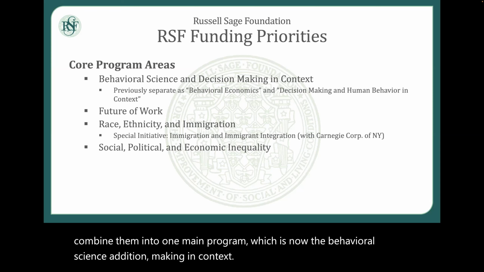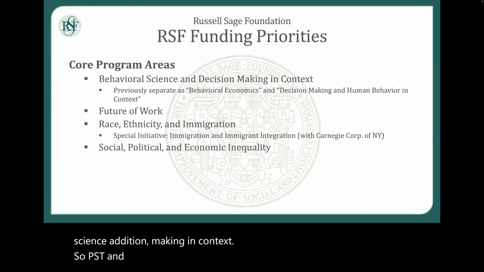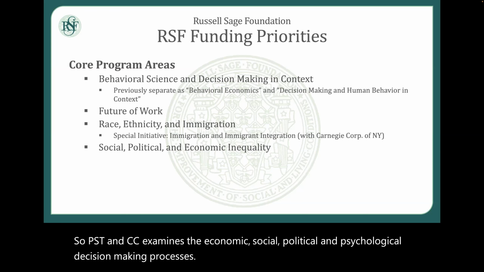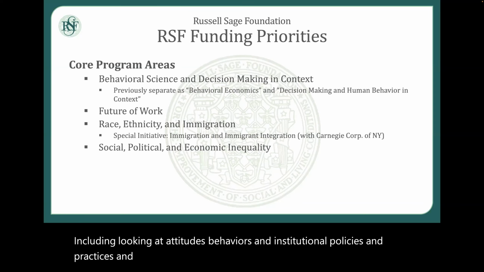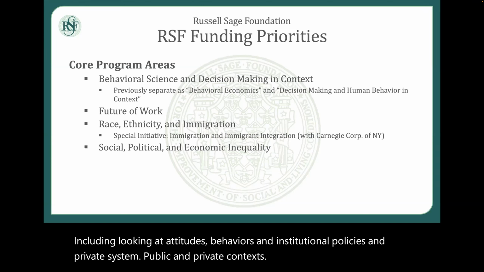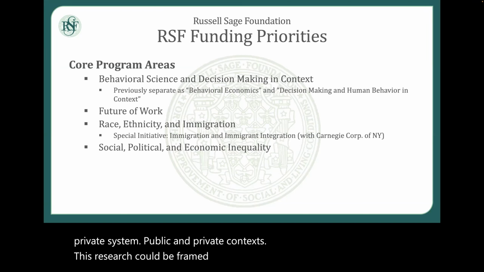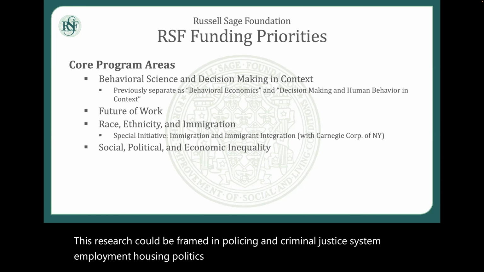So BSD&C examines the economic, social, political, and psychological decision-making processes, including looking at attitudes, behaviors, and institutional policies and practices in public and private contexts. This research could be framed in policing and criminal justice system, employment, housing, politics, racial and ethnic relations, and immigration.